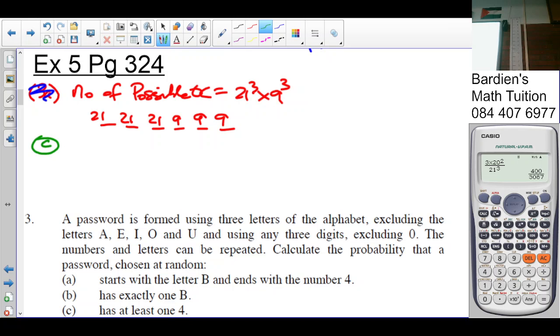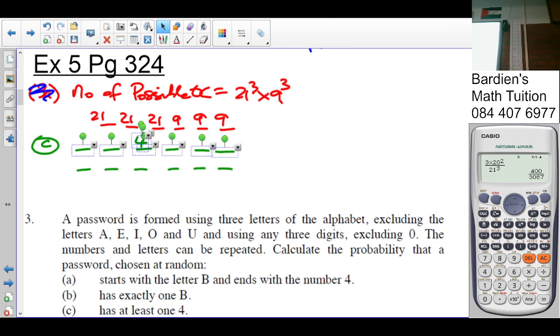Okay, number 3C. Has at least one 4. So, 1, 2, 3, 4, 5, 6. So the scenario is, I can have a 4 there, not so? 1, 2, 3, 4, 5, 6. That 4 is actually next to it. No?